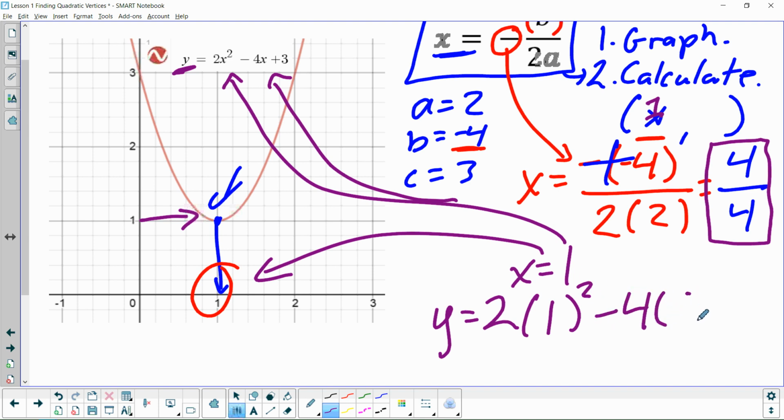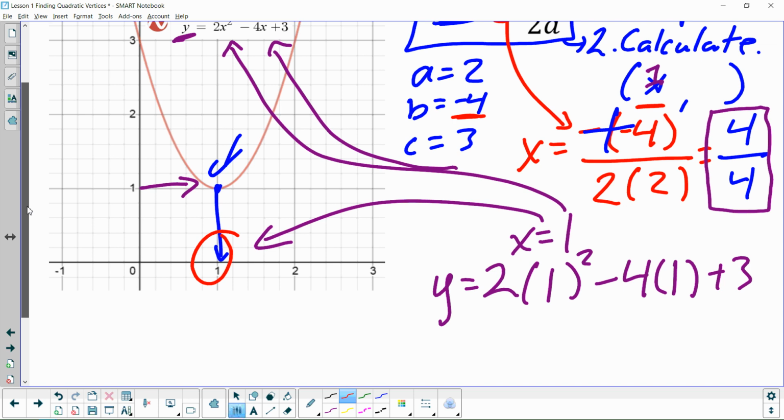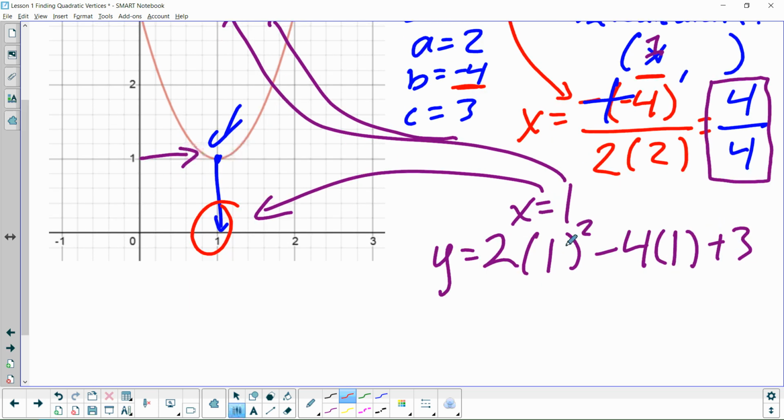See, I told you the C mattered. Now we've got to simplify this as carefully as we can. So 1 squared is 1, times 2 is 2. Negative 4 times 1 is negative 4, and then bring down your plus 3. Right, and now we just add. So 2 minus 4 is negative 2, plus 3 is 1. And I know, you told me it was 1, and I didn't believe you, but there it is.